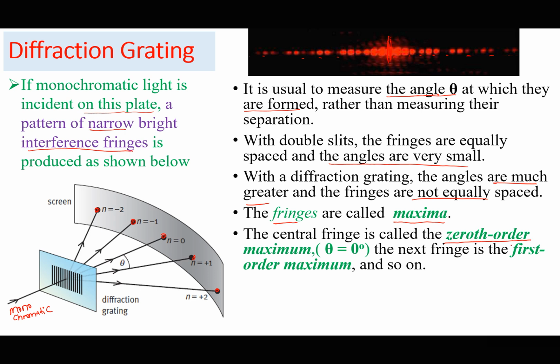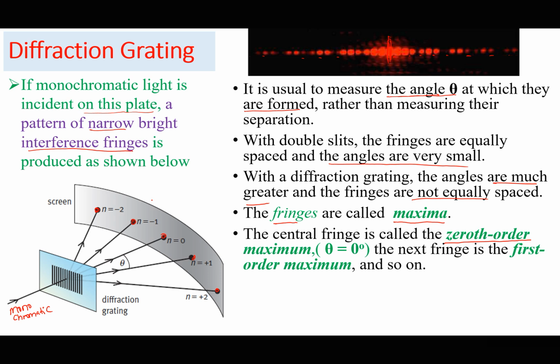The central maximum, or the zeroth order maximum, is where the angle of diffraction theta is going to be 0. Then this will be followed by the first order maxima either above or below, to the left or to the right. So the central bright fringe or the central maximum is surrounded by several other orders above and below.